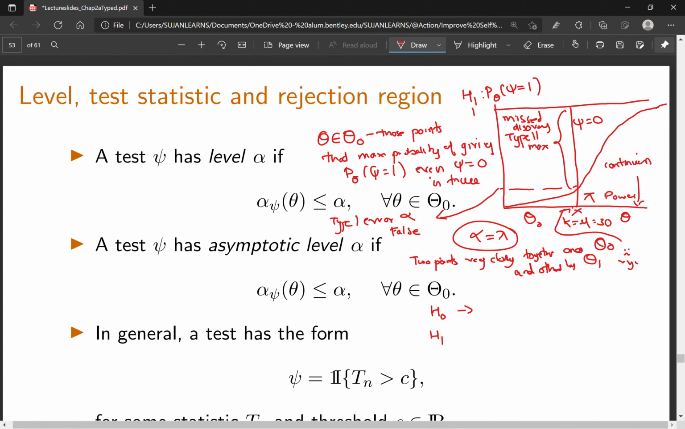Null hypothesis is related to error 0, which is related to type 1 error, and error 1 is related to type 2 error. Those are two different errors here. We need to understand that.